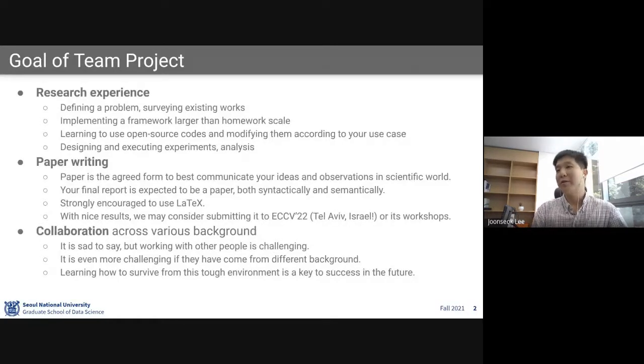Especially, in this class we have a variety of students from different backgrounds and different countries. And also we have undergraduate students, master's and PhD students. So it would be great for you to learn how to collaborate with a variety of people.